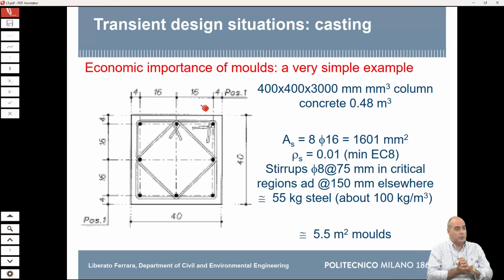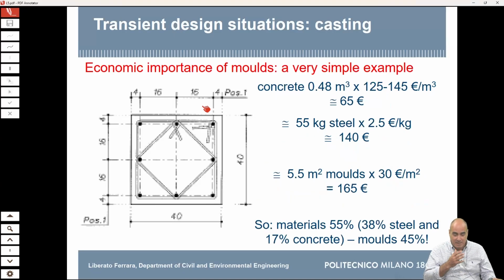Well, this is also to show that there is some strange way in our practice of computing the cost of the material, because we compute the concrete by cubic meter, the molds by square meters, and the steel by weight. So different units in the same element. But this is what you need to cast this column.